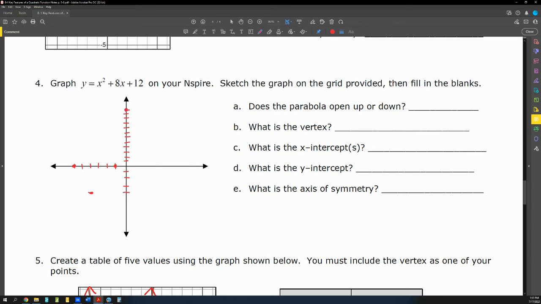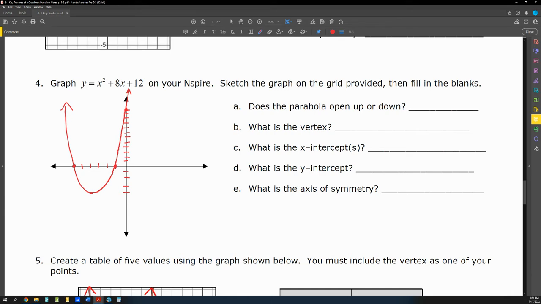Let's go ahead and sketch that graph. So remember, it's a U shape. It's opening upward. It's crossing the x-axis at negative 2 and negative 6, and the y-axis at positive 12. Let me go ahead and fix that. Now be very careful when you're drawing these. These do not come to a point or a corner at the vertex. It's got to be rounded at the bottom. So try to round those out as much as you can.